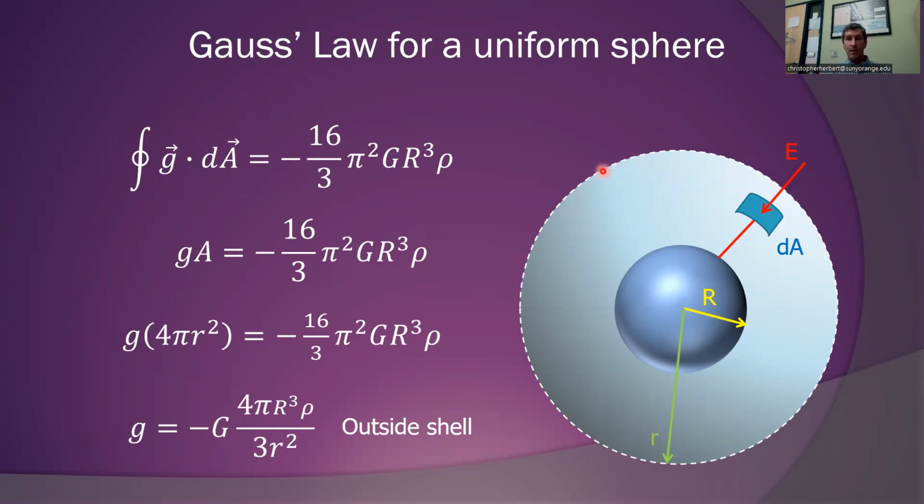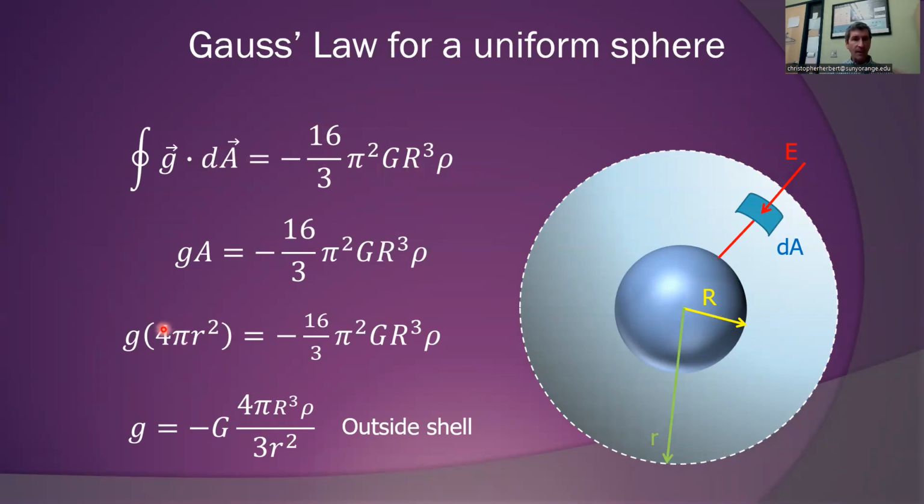I assume that at some distance, small r, all the gravitational field is the same. That g is a constant, so that can go out in front of the integral. I integrate over the entire area, which is just, again, 4 pi r squared. That's the area of this bigger sphere right here. The smaller sphere, again, is Earth. On the right-hand side, I have big R, which is the radius of the Earth, rho, which is the density of Earth, and these other constants.